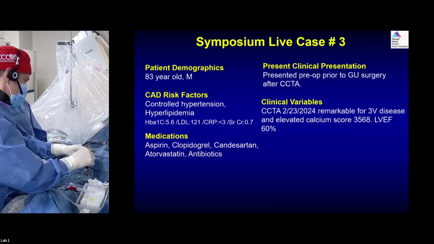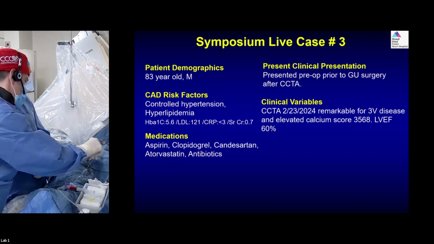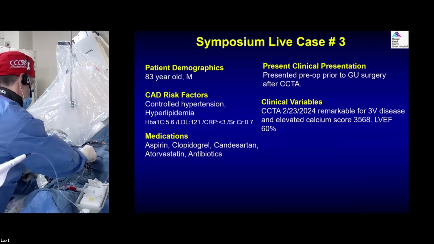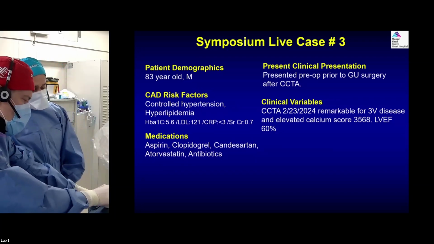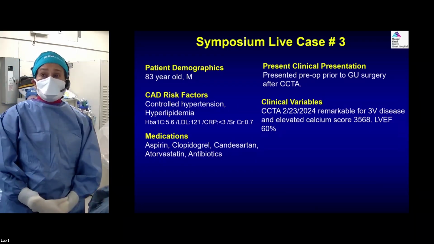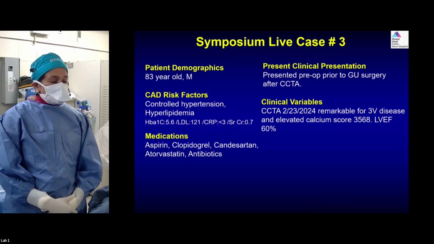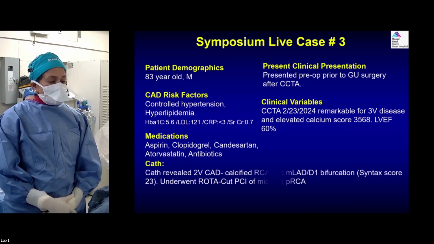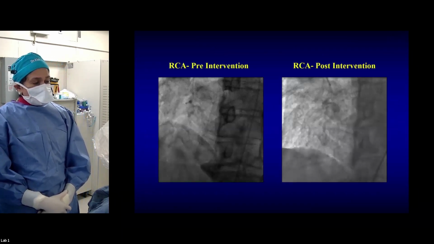Then cath revealed that he had a calcific right coronary artery and LAD diagonal bifurcation. The SYNTAX score was 23. We did RCA PCI. We can show you the slide of the RCA PCI. Keep moving to the next slide. So here we are today for the calcific LAD diagonal, which I'm going to show you the angiogram.